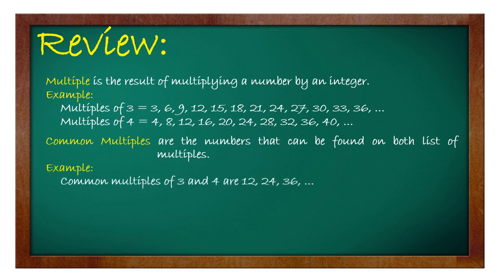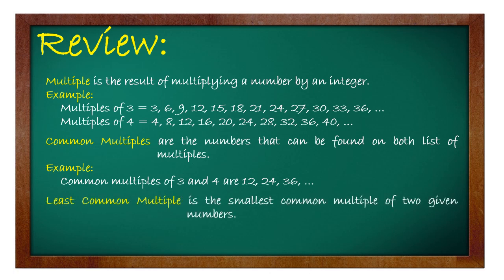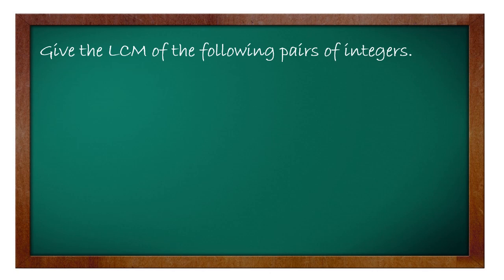So, for example, the common multiples of 3 and 4 are 12, 24, 36, and so on. So, kung ano yung magkaparehas kay 3 and 4, yun yung common multiples natin. And then, yung least common multiple naman natin is the smallest common multiple of two given numbers. So, kung ano yung pinakamaliit na magkaparehas sa kanilang dalawa, yun yung tinatawag natin na LCM. So, for example, the LCM of 3 and 4 is 12. Okay?